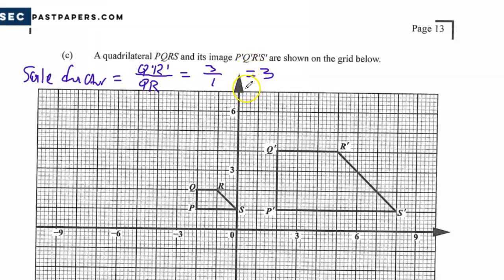Now the center of the enlargement, so we extend image point to original point like this. So I can join Q to Q image.